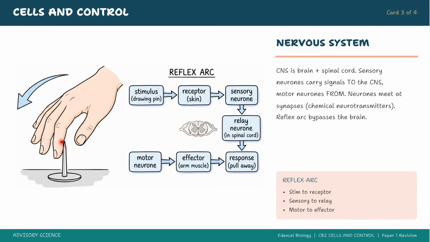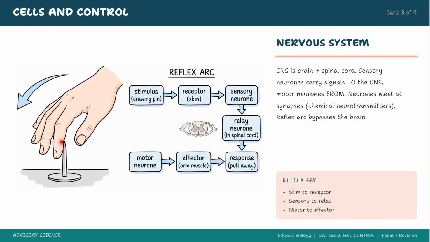A reflex is a very fast response that bypasses the brain completely. It uses a third type of neuron called a relay neuron, which sits in the spinal cord. That's why reflexes are rapid, automatic, and involuntary. Those are three words that examiners love to see. The classic reflex example is stepping on a sharp pin. Your foot jerks back before the pain even registers.